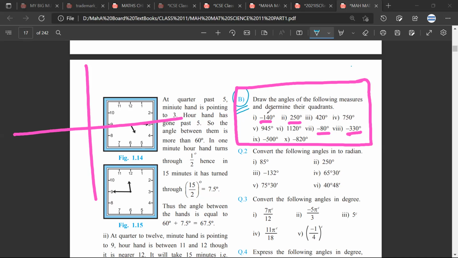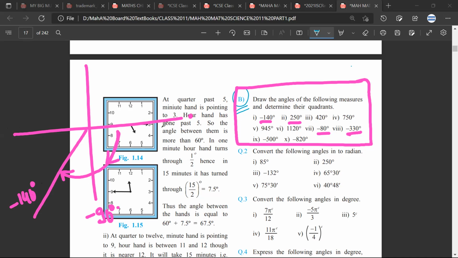So for example, minus 140. Because it is negative, I'll be going in the clockwise direction, starting from here. It is minus 140. So 0 to minus 90 would be here. So approximately this would be minus 140 degree.